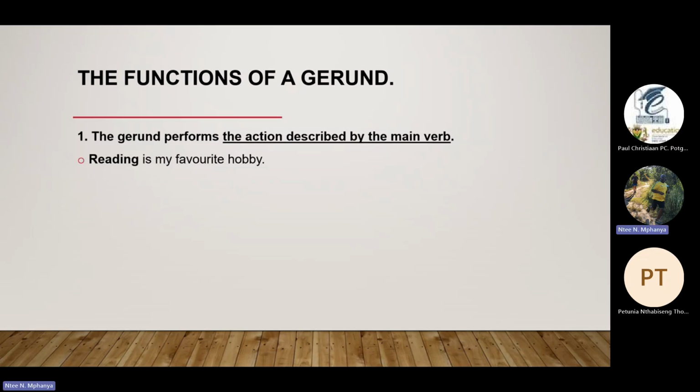Here, reading is my favorite hobby. This person's favorite hobby is reading. Therefore, reading is the main verb of the sentence, his favorite hobby. Swimming is good exercise. Therefore, you are exercising, but what is good for you? What is your main activity? Besides all other activities, it is swimming. Therefore, the gerund here performs the action described by the main verb.